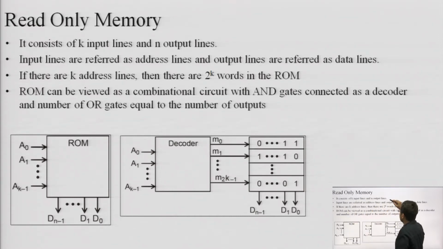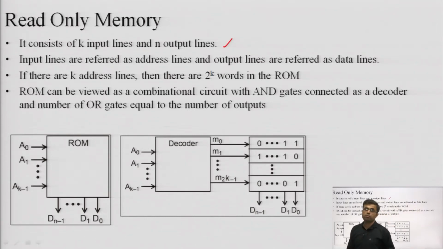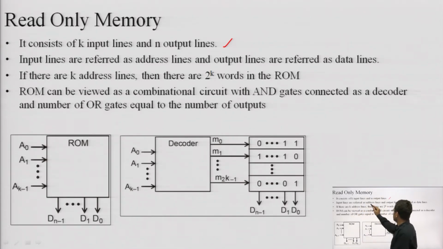So read only memory consists of k input lines and n output lines. That means if my system requirements are such that there are k inputs and n outputs, for example full adder, there will be 3 inputs, 2 outputs. So k is equal to 3, n is equal to 2. Input lines are referred to as address lines, and output lines are termed as data lines.